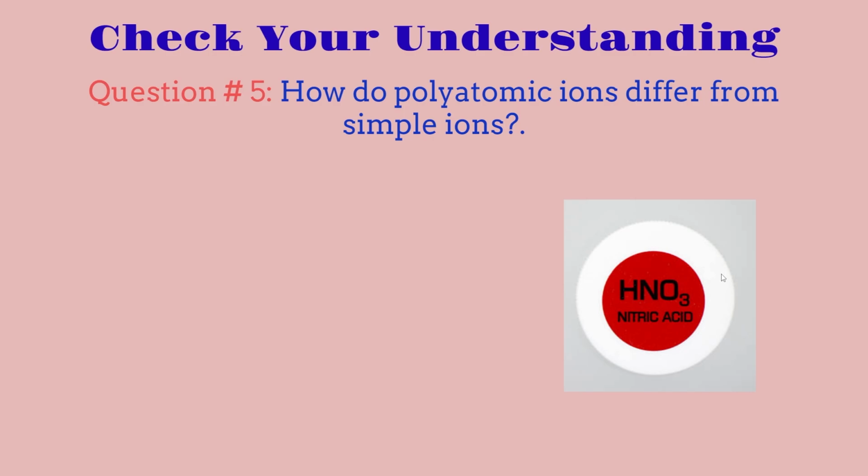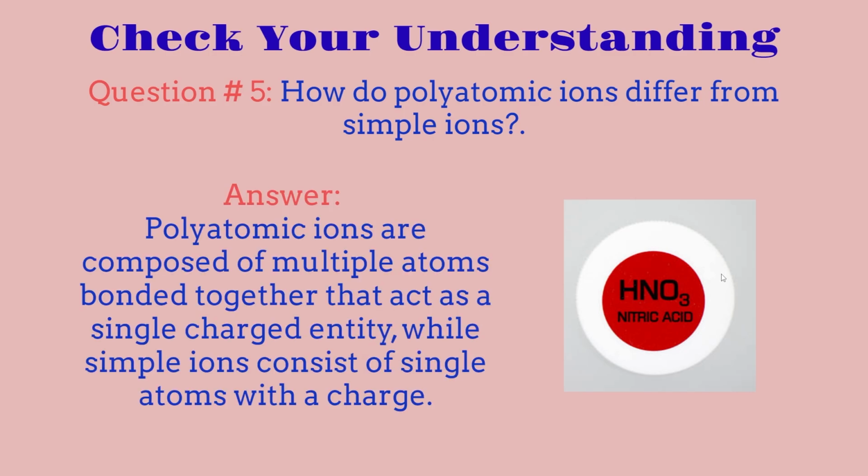And moving on to question number 5, how do polyatomic ions differ from simple ions? For the answer, polyatomic ions are composed of multiple atoms bonded together that act as a single charged entity, while simple ions consist of one single atom with a single charge.